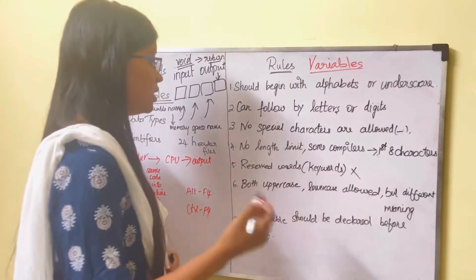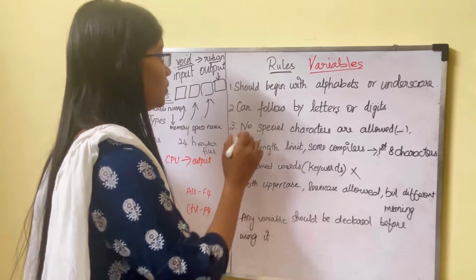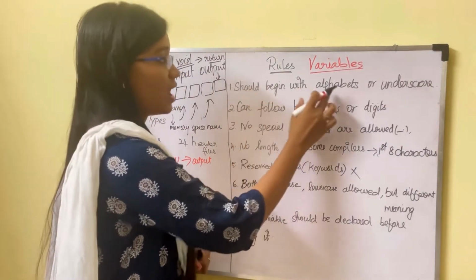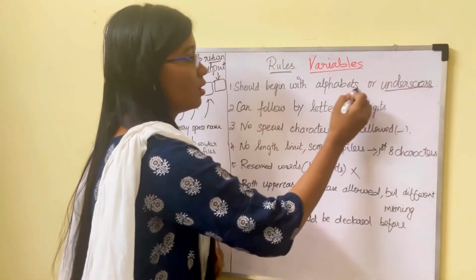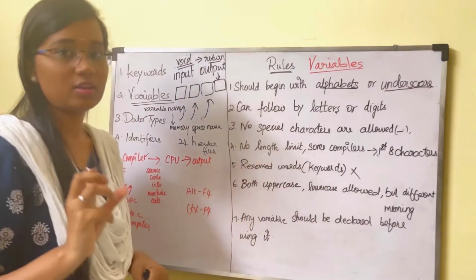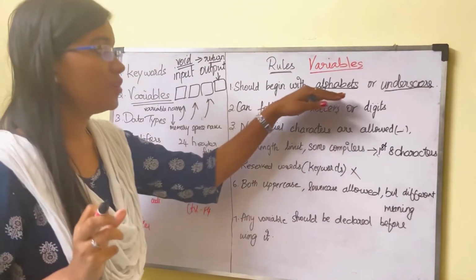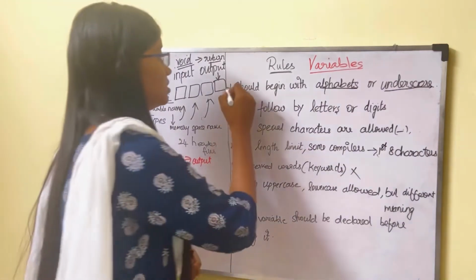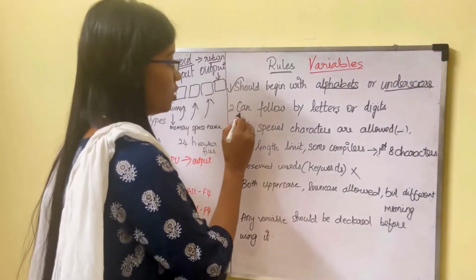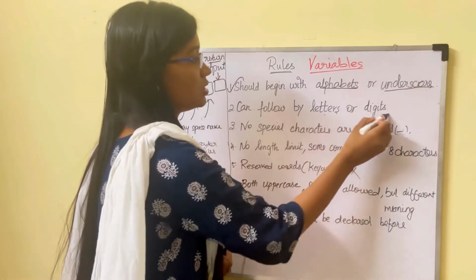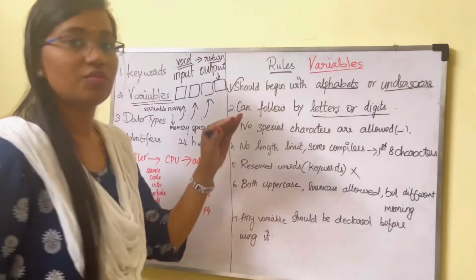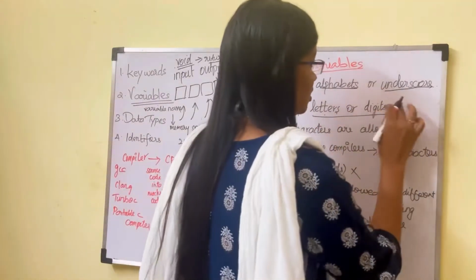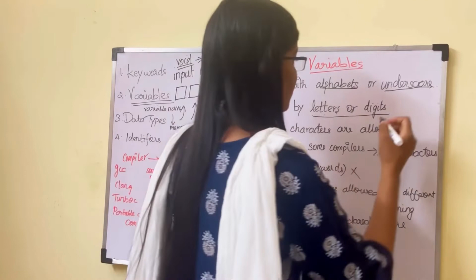What are the rules? There are 7 common rules we have to follow. The variable name, that is the memory space name, should begin with alphabets or underscore. The starting letter should be an alphabet or underscore. We should not start with digits or something else. This is the first rule. Then the second rule is it can be followed by letters or digits also. So the first character should be an alphabet, then we can use digits also to write the variable name.